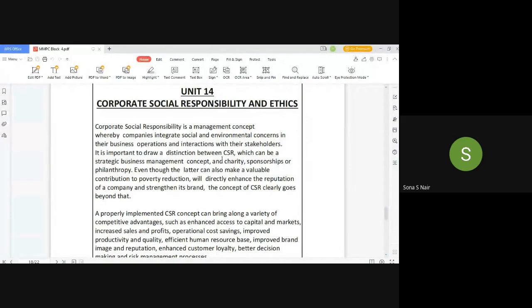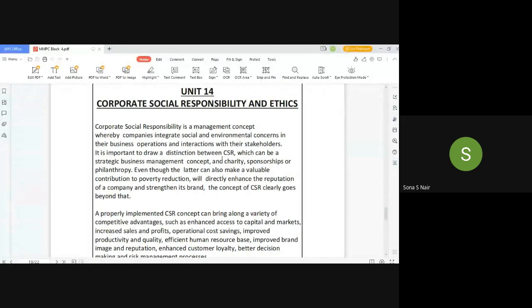Okay, so let's come to the last topic, which is corporate social responsibility. Now, corporate social responsibility is a management concept whereby companies integrate social and environmental concerns with their business operations and interactions with their stakeholders. Okay, it is very important to understand that CSR is actually a little different from the charity or sponsorships or philanthropy that the organization does.